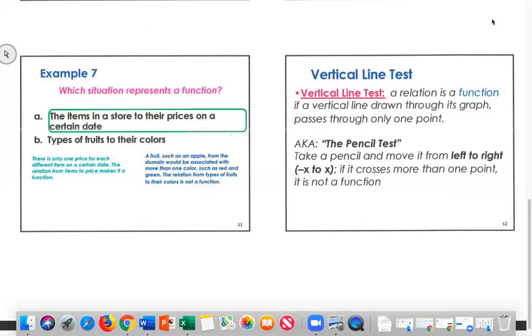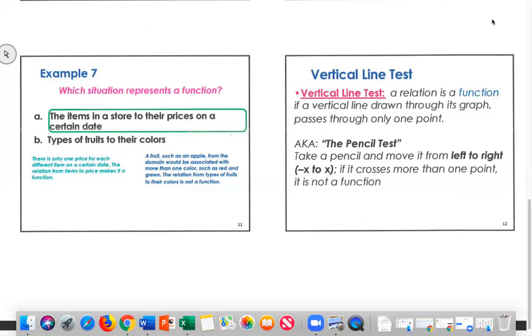But now fruit, let's think of a red delicious. It's red. It's an apple. But you want to know what else is red? A tomato. That is also a fruit. So because we have one color, red, going to 2 different fruits, it's not a function. It says a fruit such as an apple from the domain would be associated with more than one color. In their case, they're using an apple, and they said an apple can go to red or it can go to green.